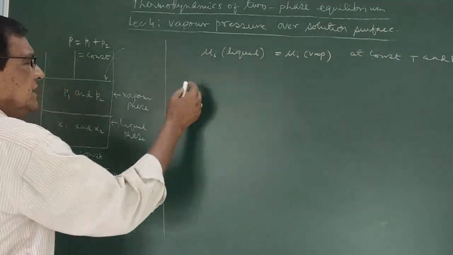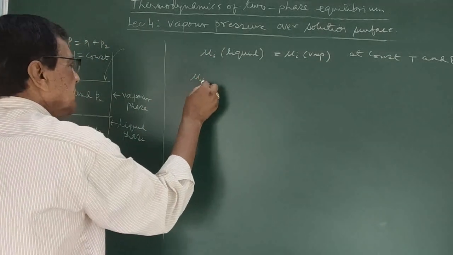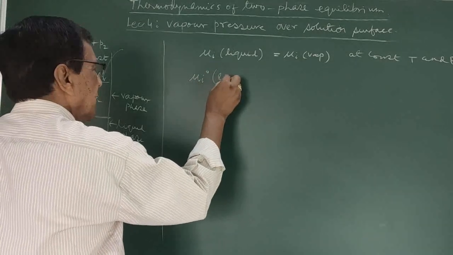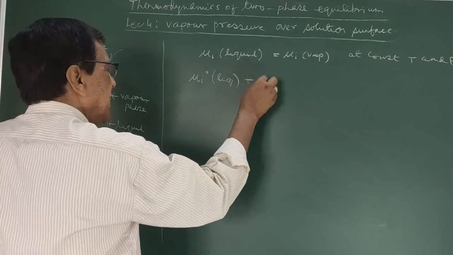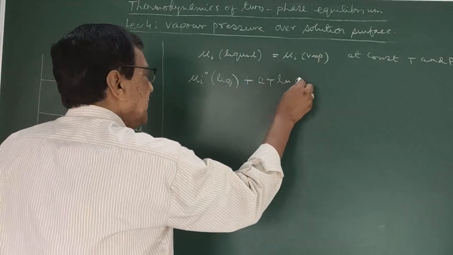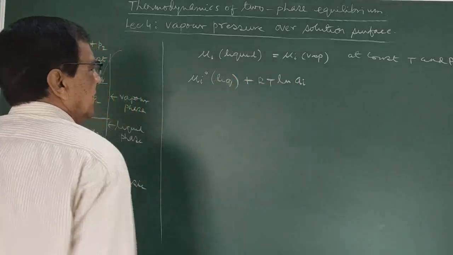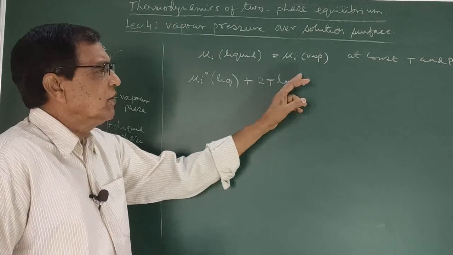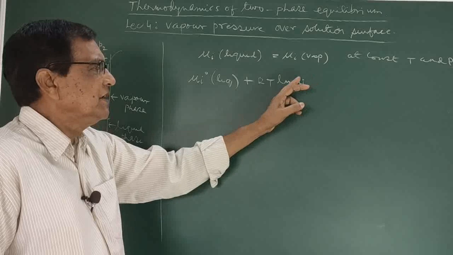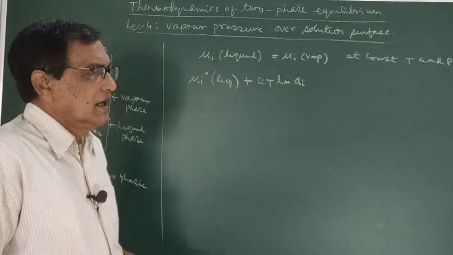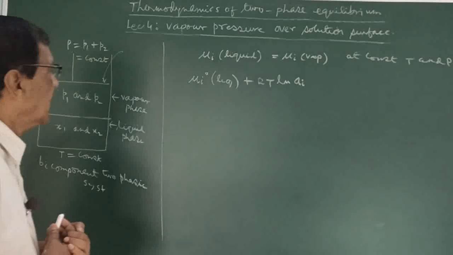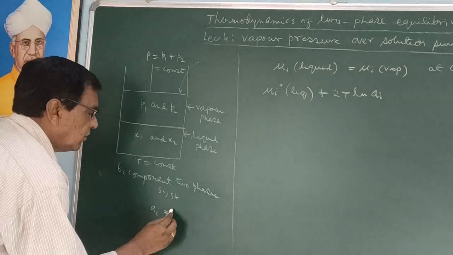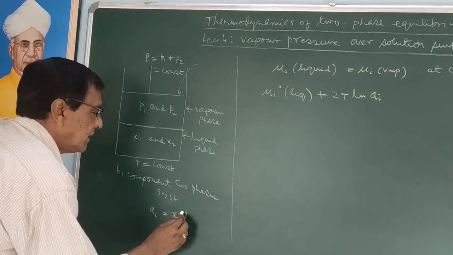So expanding this, we know mu i liquid equals mu i not liquid plus RT ln a i. a i is the activity of the ith component, similar to x i, and I have also told you that a i is equal to x i gamma i.